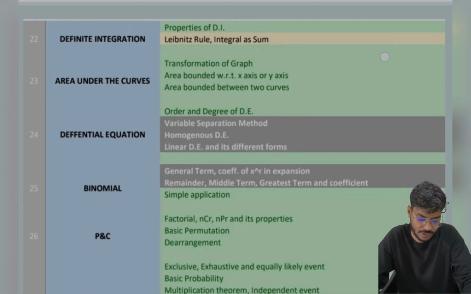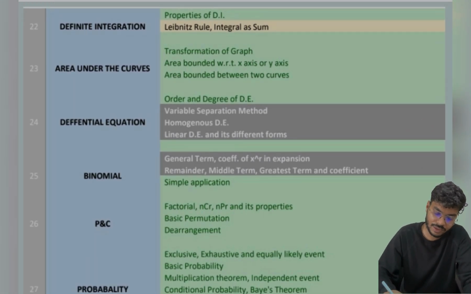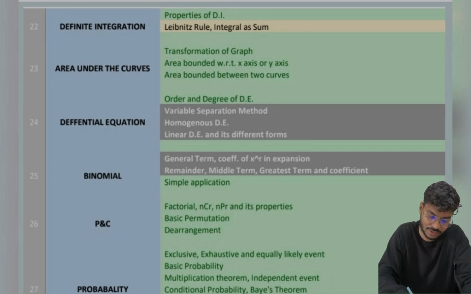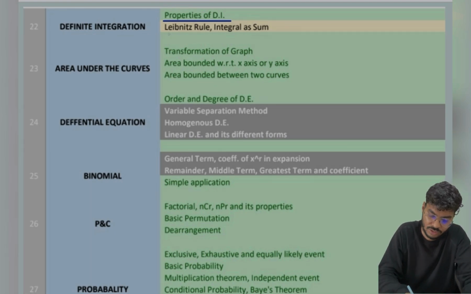Then in definite integration, what can they ask? They can normally ask indefinite integration and they can put the limit. You know how to put the limit in the indefinite integrals, right? Properties of definite integration, very important. What are the properties? First property, second property, King's property, right? Leibniz theorem, not too important.